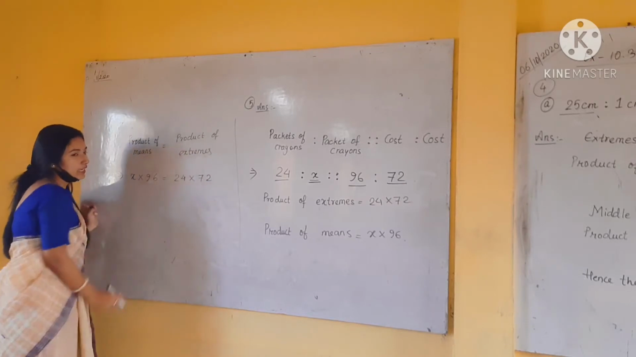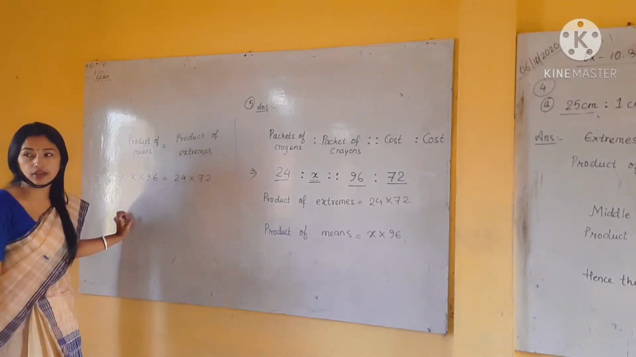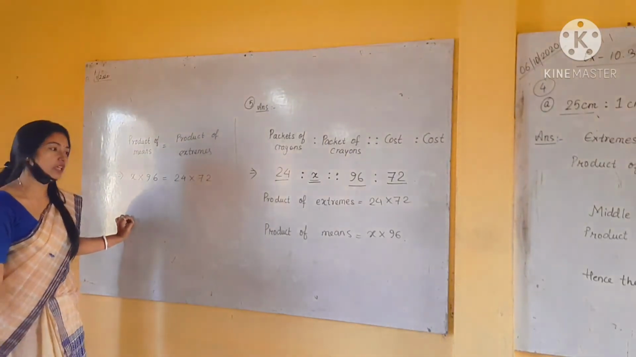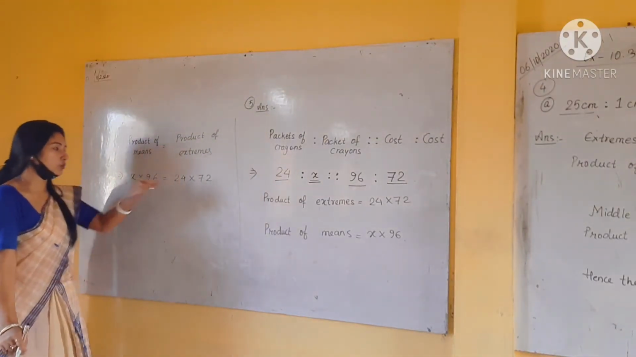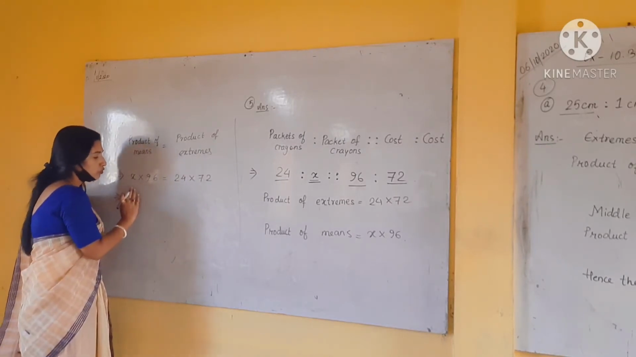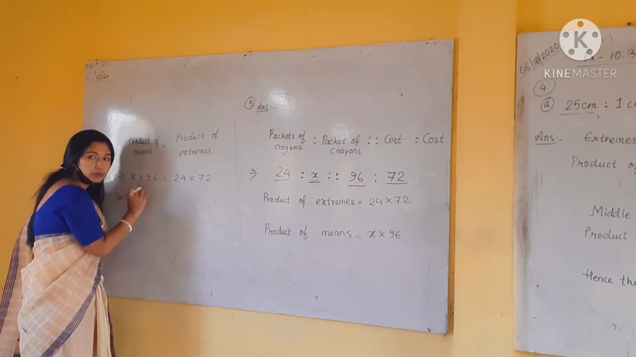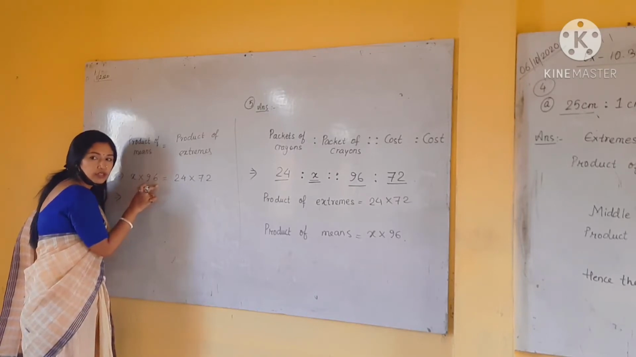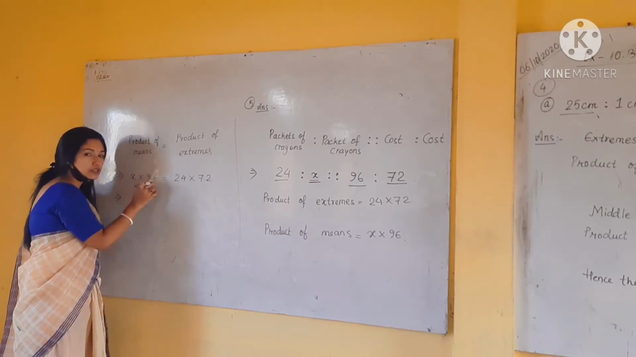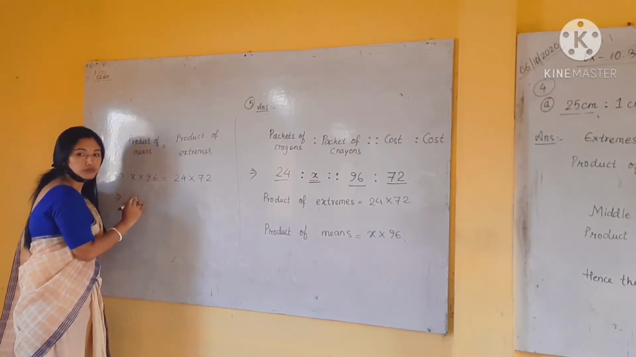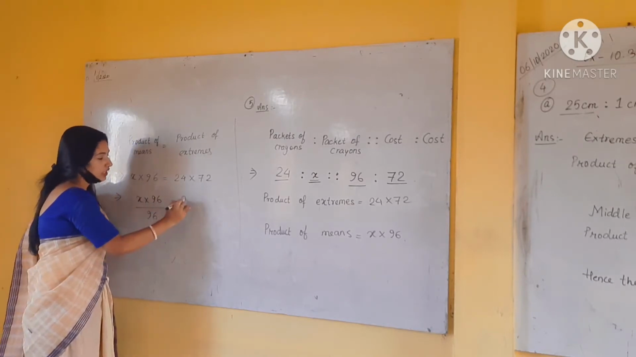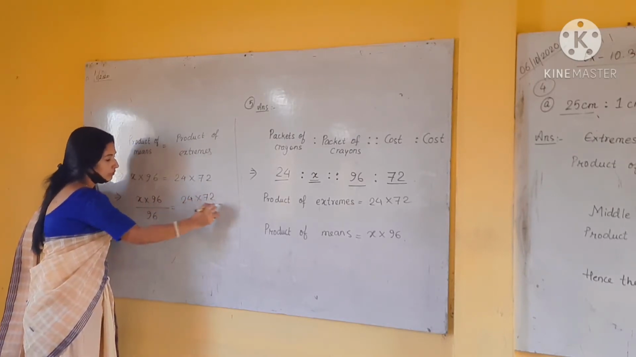So why are we writing like this? Because the given ratios are in proportion. If they are in proportion, then we can easily write product of means is equal to product of extremes. So in the next step, what do we have to do? We have to find x. That means we have to remove 96. If we want to remove 96, then what do we have to do? We have to divide by 96. So x is 24 into 72 by 96.